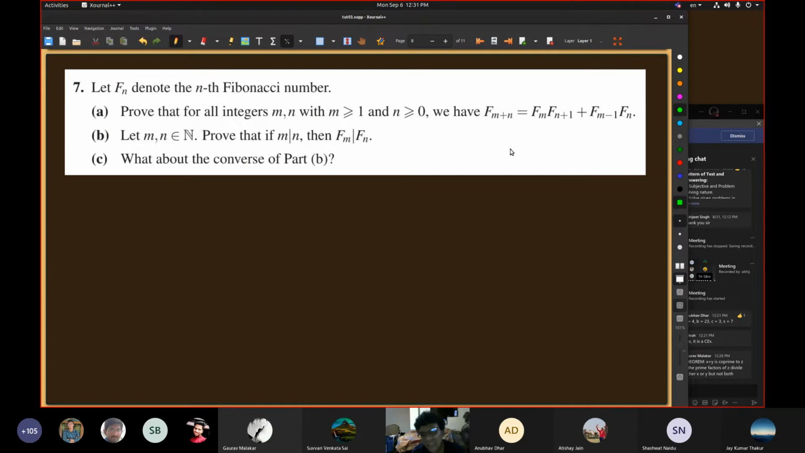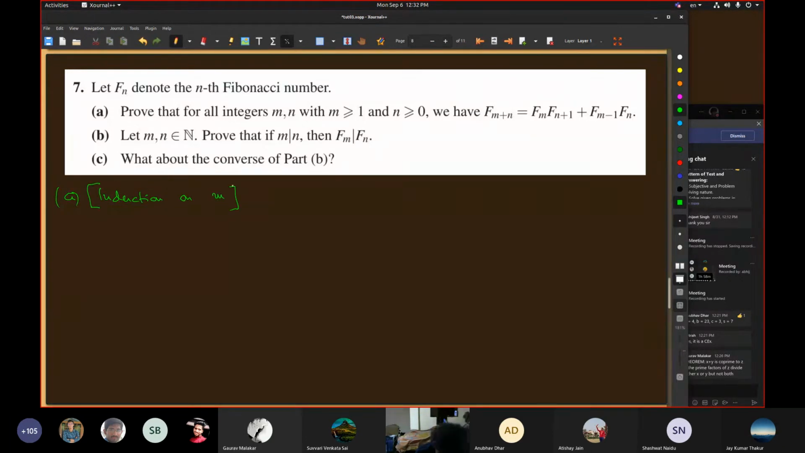So that M plus N thing I do not want to cover here because it involves multiple cases. I will proceed by induction on M or N. Which one do you like? M. Okay, so I will do induction on M. So you try induction on N.